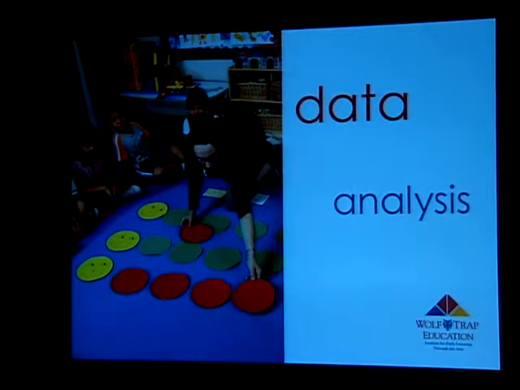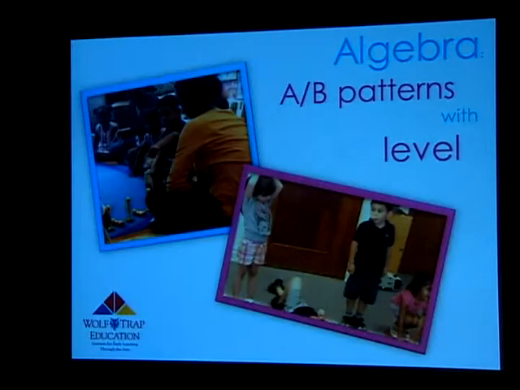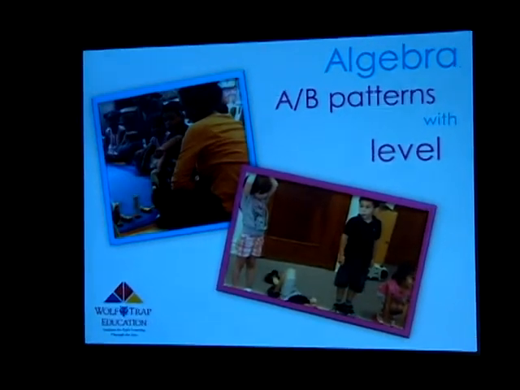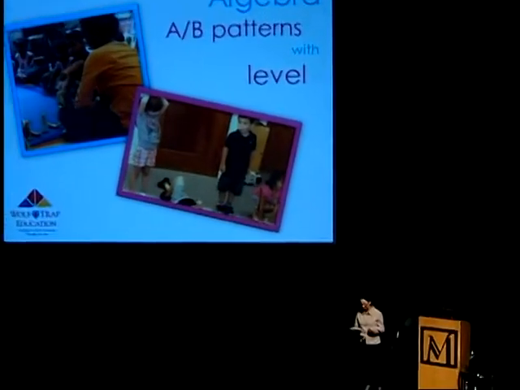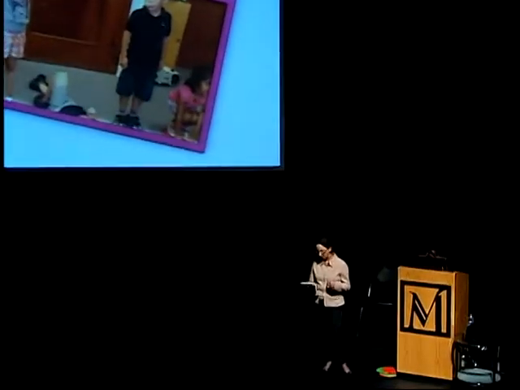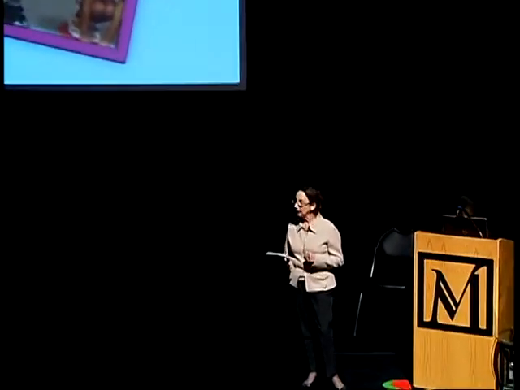Another math concept is patterning. And this comes in algebra. And here I'm going to integrate an AB pattern with the dance element of level. So after children have learned what a high and low level shape is, they apply that knowledge by standing in a line, making an AB pattern of high and low level shapes. One child makes a high shape, another a low shape, and so on.